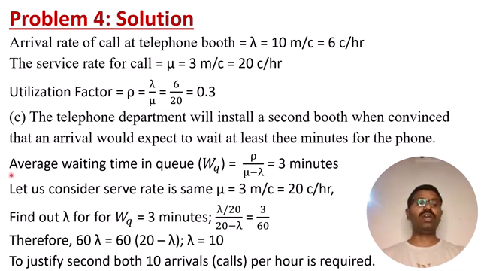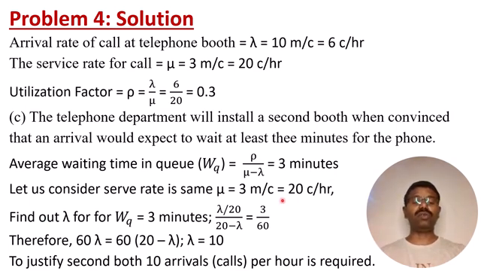booth. So the average waiting time in the queue will be 3 minutes, that is equal to rho by mu minus lambda. But here let us consider the service rate is the same, that is mu equal to 3 minutes per call, that is, they can only serve 20 calls per hour. So that is the same, but the only thing is the arrival rate: at what arrival rate will the average waiting time in the queue be 3 minutes? That is what the question asks. So rho by mu minus lambda is equal to 3.